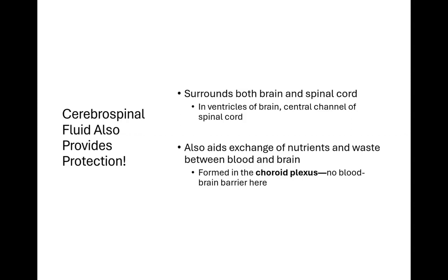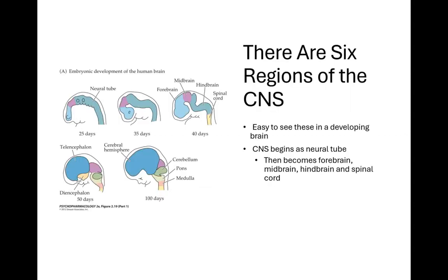Now, in addition to providing cushioning and protection, cerebrospinal fluid also aids the exchange of nutrients and waste between the blood and the brain. Cerebrospinal fluid is formed in an area called the choroid plexus. You have a choroid plexus in every one of your ventricles, and this is an area where we actually do not have a blood-brain barrier. And because of that, we can actually do that exchange and filter out cerebrospinal fluid.